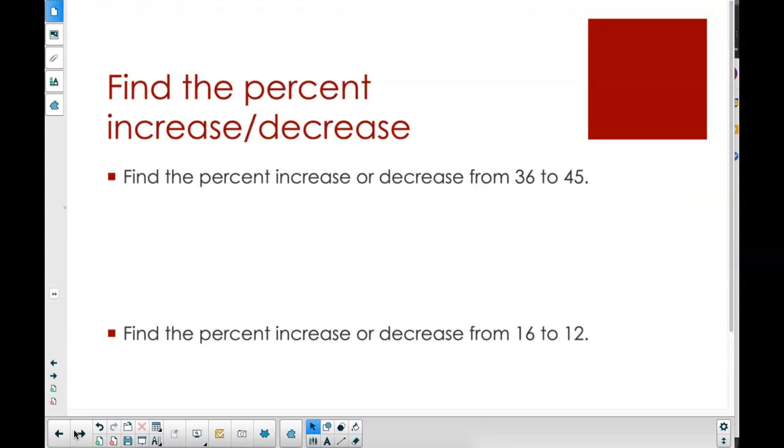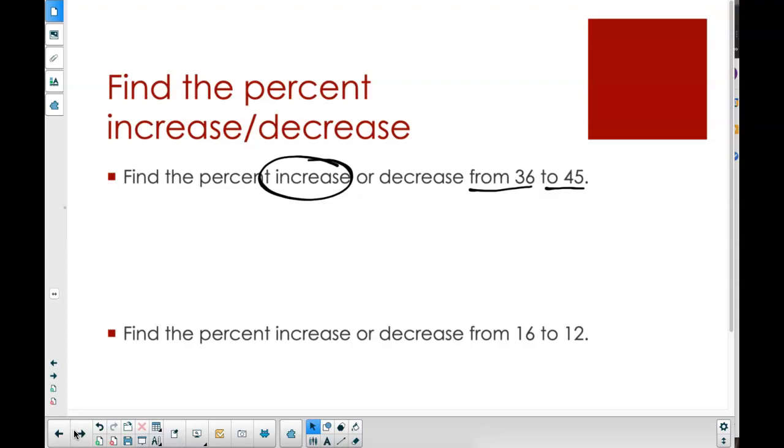Find the percent increase or decrease from 36 to 45. Okay, from 36 to 45. Are we going up or down? We're going up, right? Everybody agree with that? Okay, so it's going to be an increase. I already know it's going to be an increase.